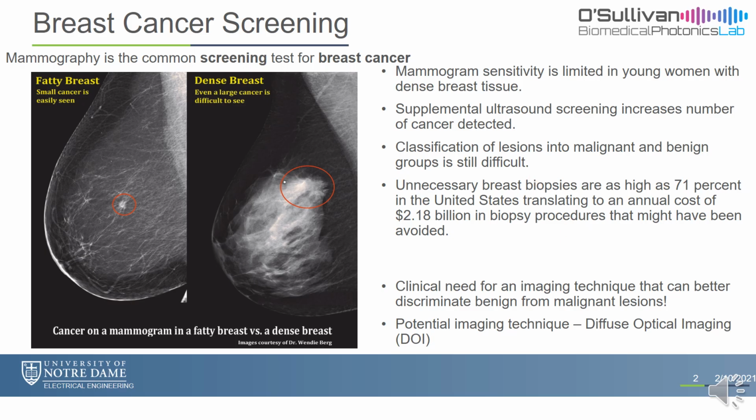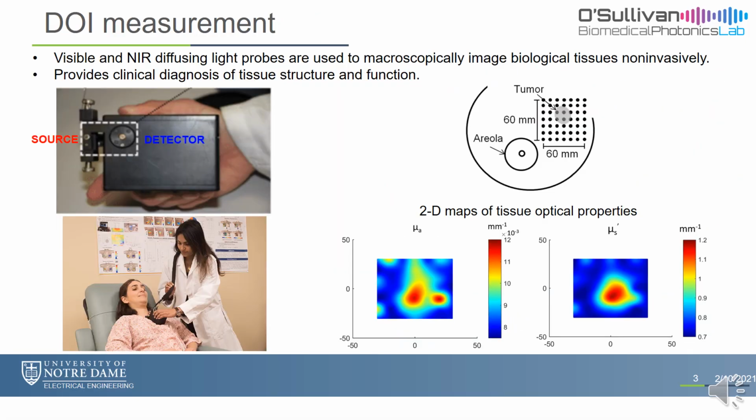So there is a clinical need for an imaging technique that can better discriminate benign and malignant lesions. An imaging technique that has shown some significant potential in this area, which is what we will be talking about today, is diffuse optical imaging, also known as DOI. In diffuse optical imaging, visible and near-infrared light is used to macroscopically image biological tissue. This is a non-invasive imaging technique which provides clinical diagnosis of the underlying tissue structure and function.